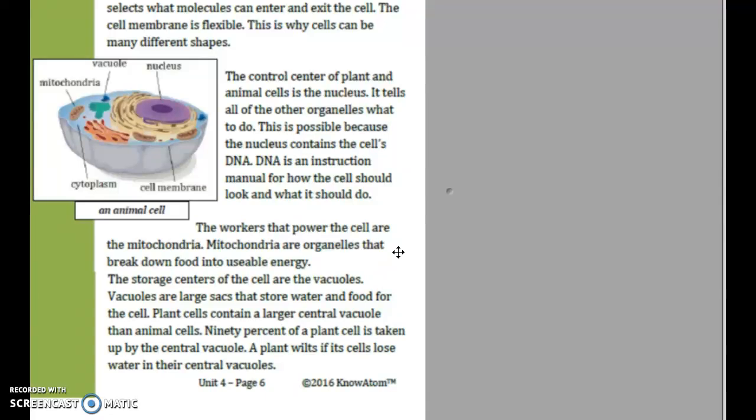The storage centers of the cell are the vacuoles. So make sure you look over here. Let's look, okay, we got vacuole here, mitochondria here. Oh yeah, there's that nucleus here, the cytoplasm all around. Vacuoles are large sacs that store water and food for the cell. Plant cells contain a larger central vacuole than an animal cell. 90% of a plant cell is taken up by the central vacuole. A plant wilts if its cells lose water in their central vacuole.